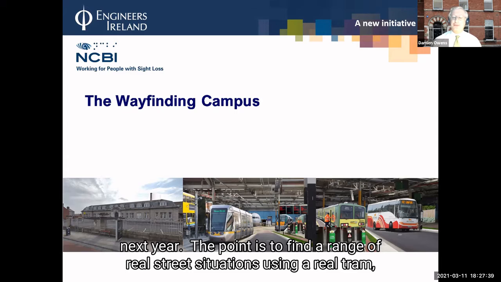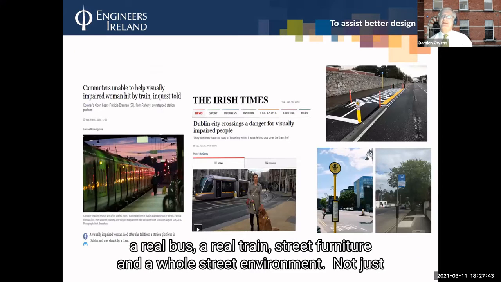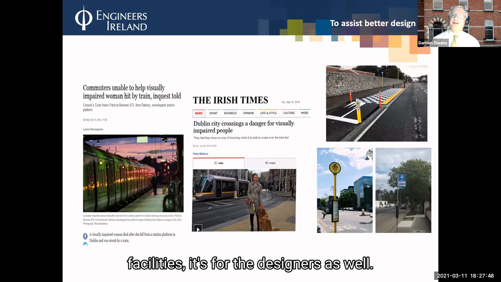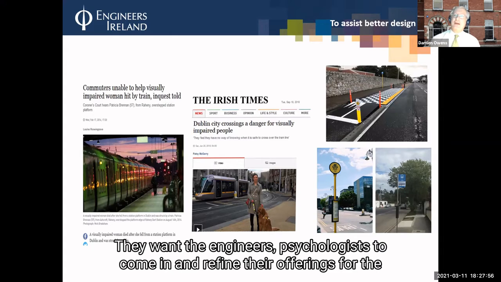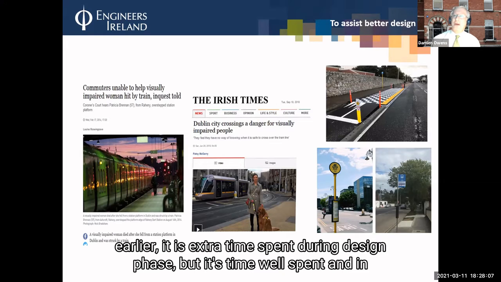And it's not just for the users, and this is a very important point. It's not just for the users of these facilities, it's for the designers as well. So they want the engineers, the ethnographers, psychologists to come in and refine their offerings for the public, for all the public, as part of that design work. And again, to echo a point made earlier, it is extra time spent during the design phase, but it's time well spent. In the long run, it will save a lot of effort and a lot of wasted energy and cost later on.